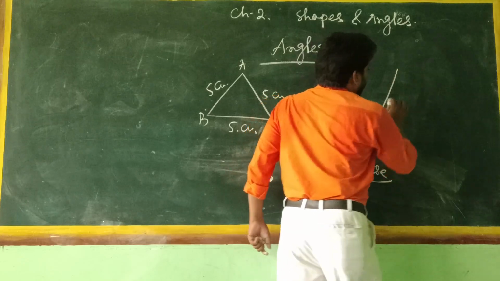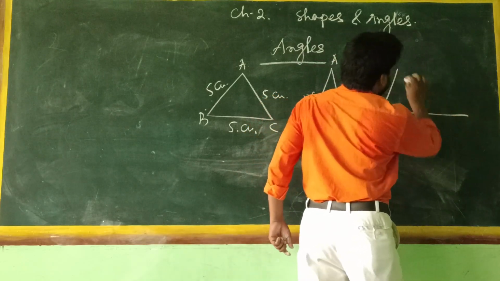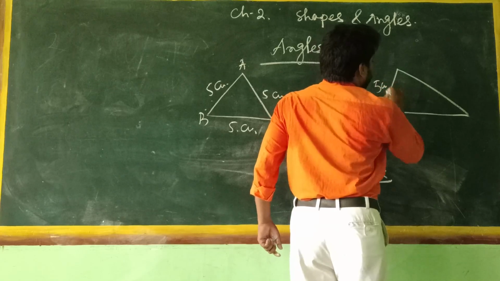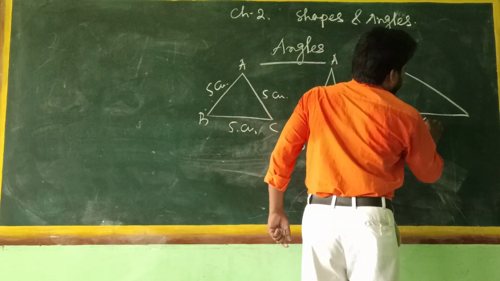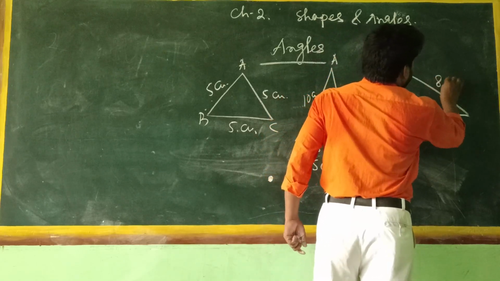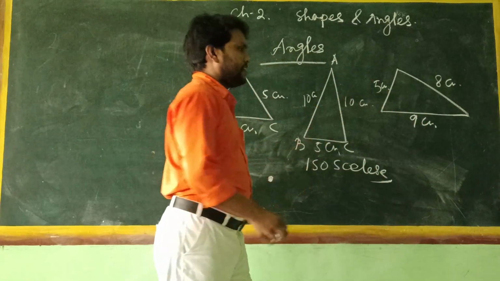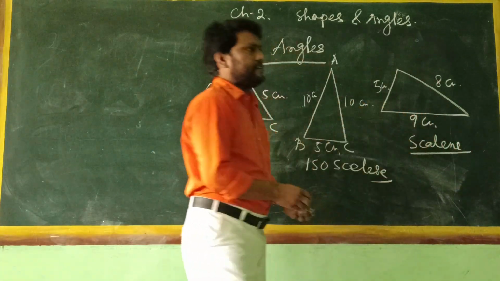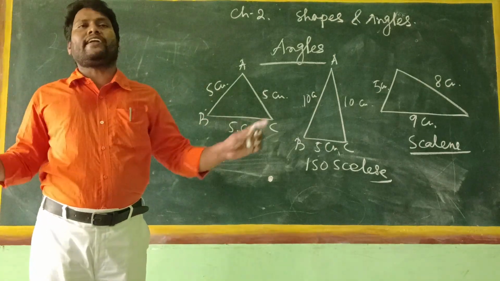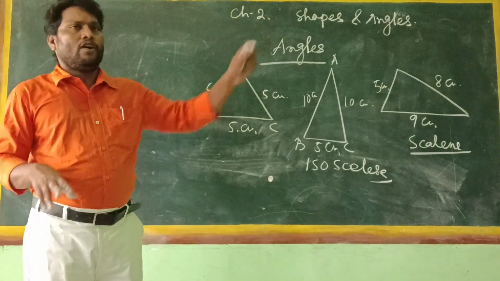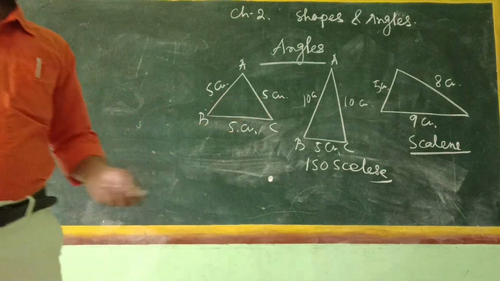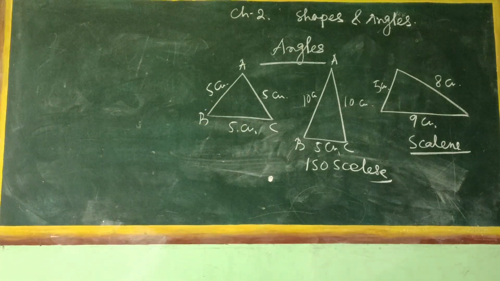Suppose it is 5 centimeter, it is 8 centimeter, it is 9 centimeter. Okay? So it is a scalene triangle. Scalene triangle means all sides are of different lengths. Okay? So on the basis of their sides, triangles are of different kinds.